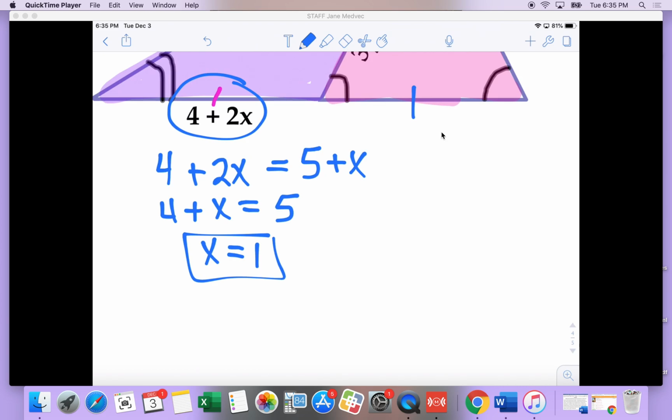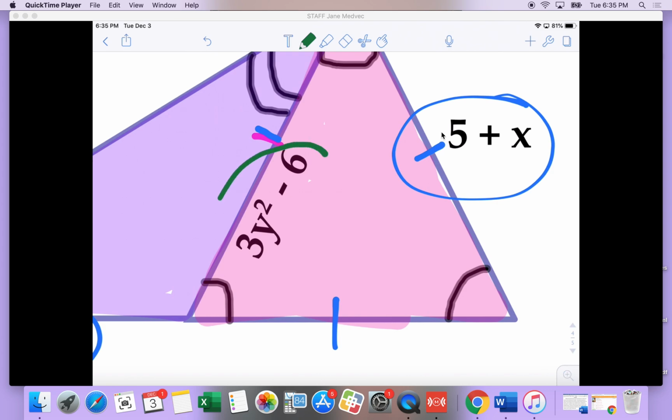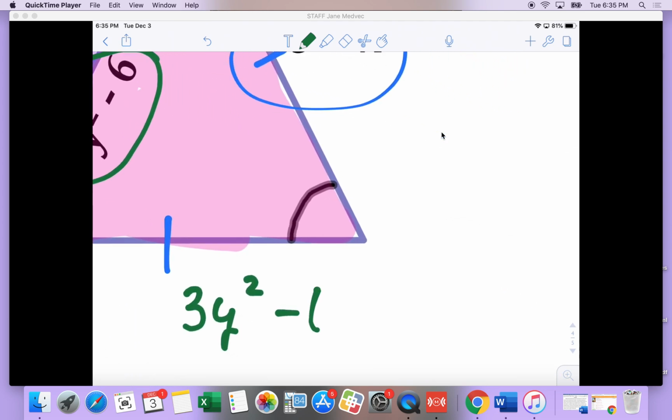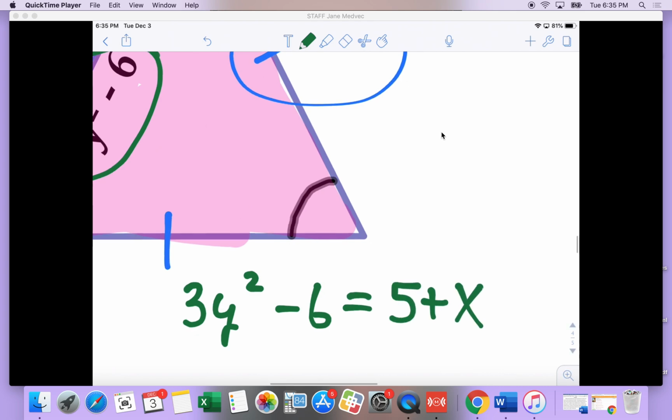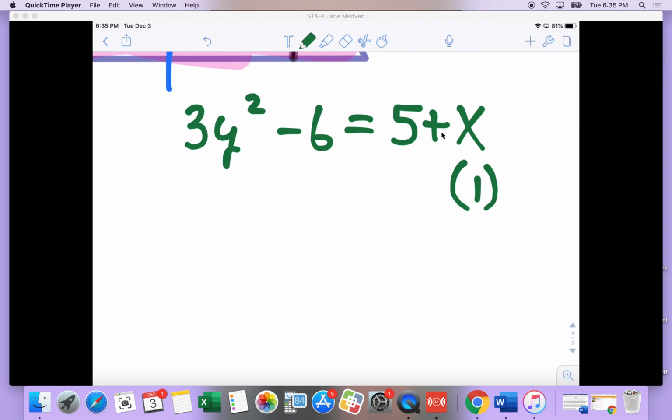Now I've got a little tricky part. I've got this thing in the middle, and it's got a y. Now notice that that side, that 3y squared minus 6, is equal to 5 plus x, because it's an equilateral triangle. So I'm going to go 3y squared minus 6. I'm going to set it equal to 5 plus x. And you go, whoa, this isn't going to work because I have 2 variables. But remember, I just solved for x over here, so I can do 2 variables, because now I'm going to plug in that 1 for x.